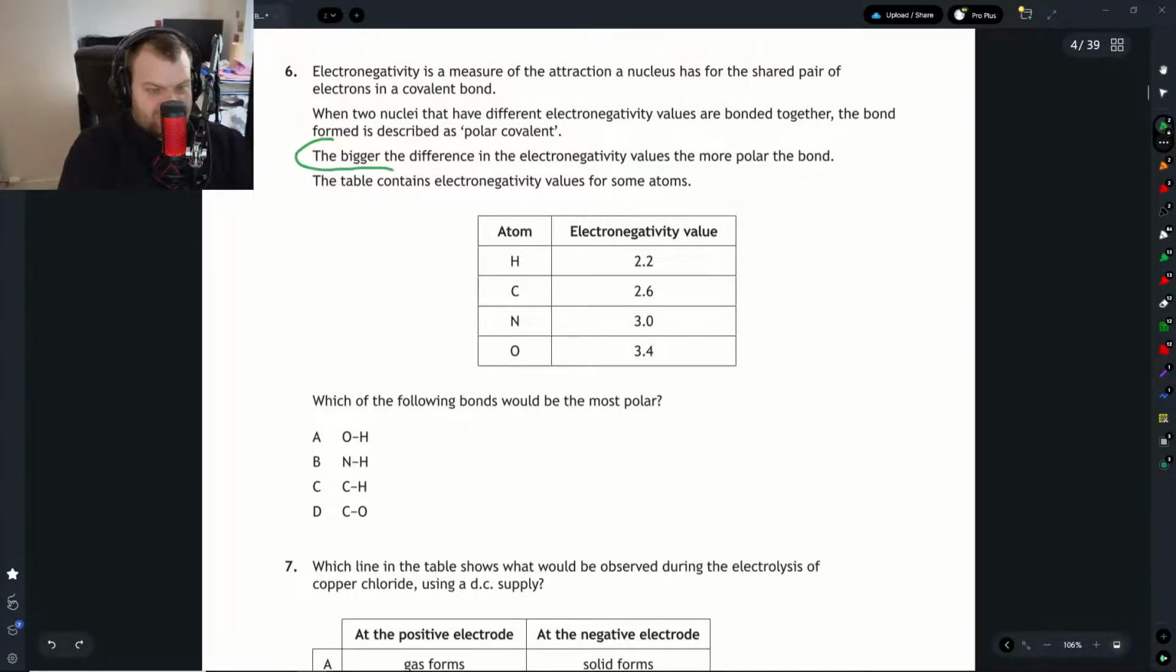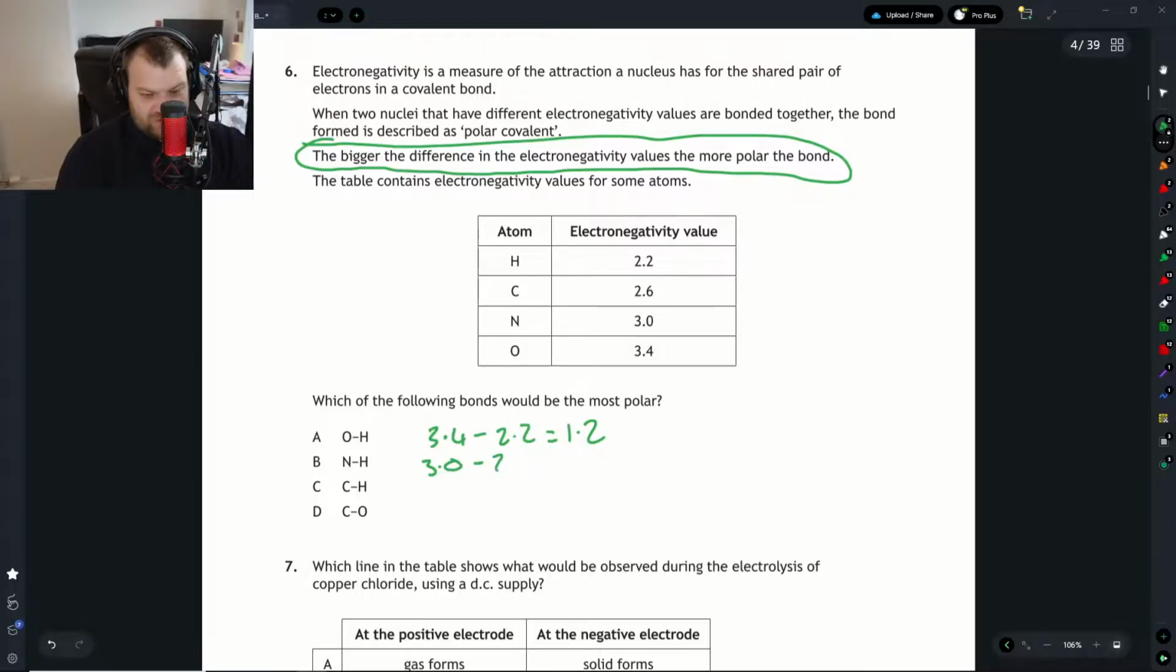We're going to want to go back to this line here that says the bigger the difference, the more polar the bond. We have oxygen and hydrogen, so that's 3.4, and we have 2.2. That would be a difference of 1.2. Next up, we've got 3.0 minus the 2.2 for the hydrogen, which is 0.8. Onto carbon, 2.6, and so on. You have carbon, which is 2.6, and oxygen, 3.4, which gives you another 0.8 of difference. Biggest value in this case would be A, the OH bond.